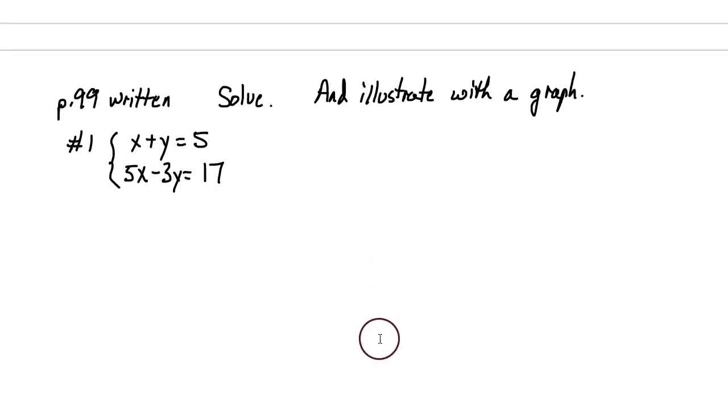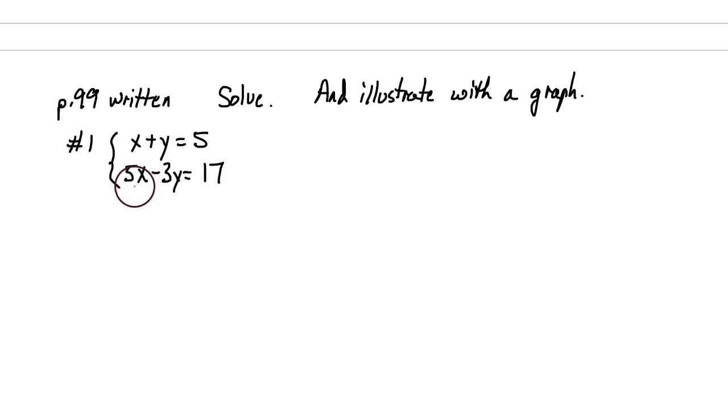Now page 99, the written. Let's solve the system. We're going to begin by deciding how to eliminate one of the variables, like we did in the oral exercises. It doesn't tell us which variable to try to eliminate, so that's our choice. Let's look at the terms and make a decision about which one would be the fastest to eliminate. Focus on the x terms. We have 1x and 5x.